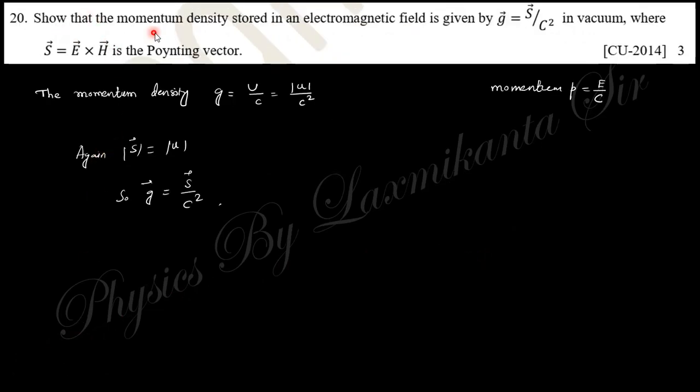Next thing, the momentum density is like that. Momentum density is nothing but U by c, E by c, where U is the energy density. So the average value will be like that. So this is nothing but the Poynting vector. So this is the answer, right?